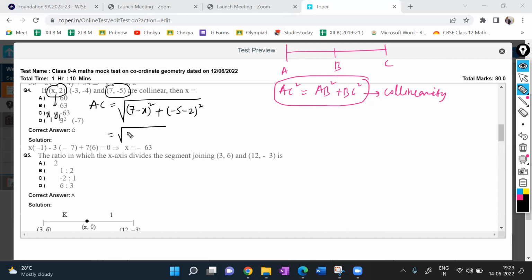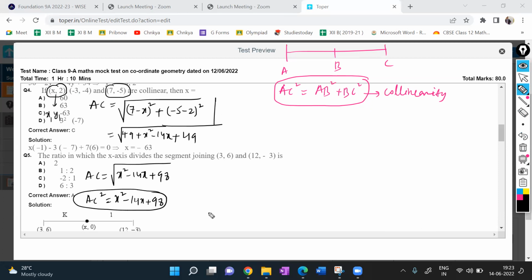All right, so now expand this. a square plus b square minus 2ab gives minus 14x. Here minus 7 whole square is nothing but 49. So AC is equal to, continuing down, 49 plus 49, how much, beta? 98. x square minus 14x plus 98. So we need AC square, which is x square minus 14x plus 98. Understood my point?